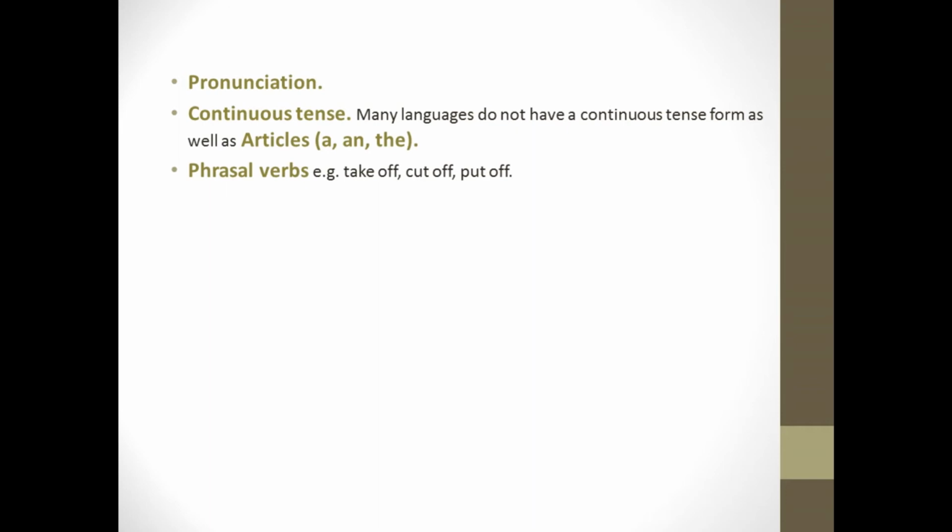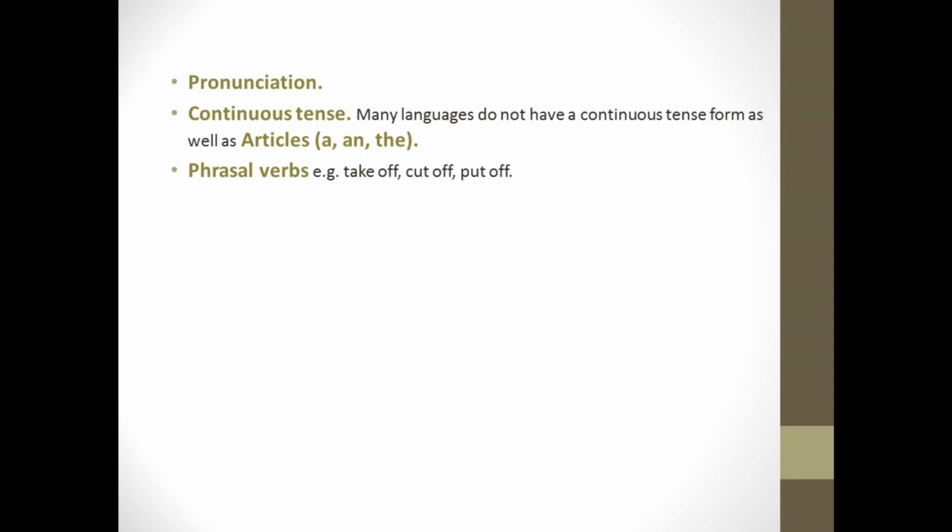Number two, continuous tense. Many languages don't have a continuous tense form, and it's the same case with the articles a and the. So they don't know the meaning of the continuous tense form, and also the meaning and main use of the articles. That's why they could struggle with it in English.